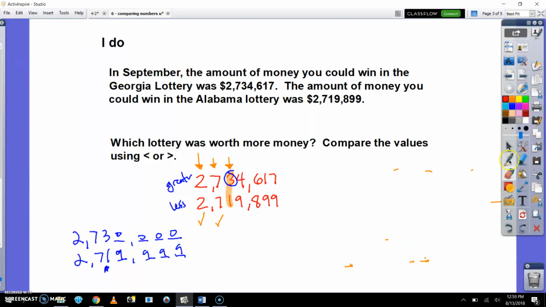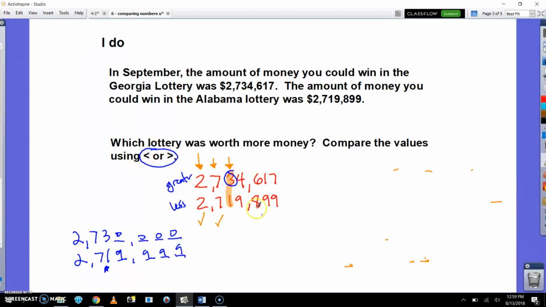So I'm going to say, my problem says compare the values using these symbols. So I'm going to do that. 2,734,617 is greater, so it gets the bigger side of the sign, is greater than 2,719,899. So you would rather win the Georgia lottery than the Alabama lottery, though either one would be just great.